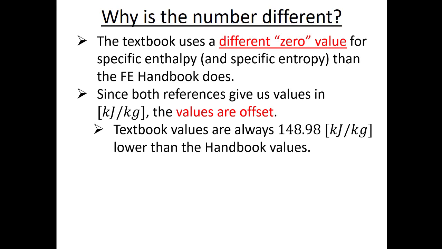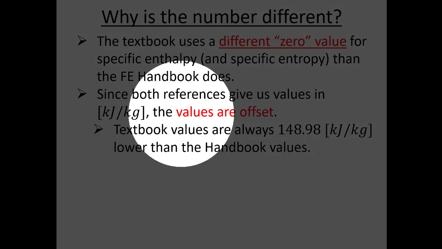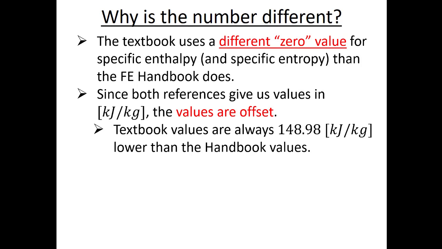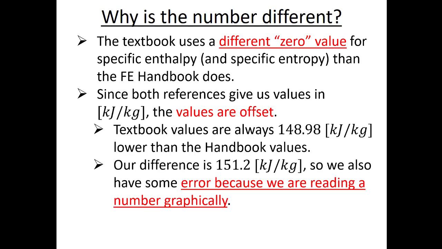The values are offset. That's okay, because the first law only ever asks us for delta H, so we should get the same delta, just like you'll get the same delta T in Kelvin and in Celsius. This will work, right? The textbook values are always about 150 kilojoules per kilogram higher than the numbers you'll find on these kinds of charts from the FE handbook. Here, graphically, our difference was just over 150 kilojoules per kilogram, so my graphical guess wasn't terrible, but you'll notice there definitely is error in doing this graphically.